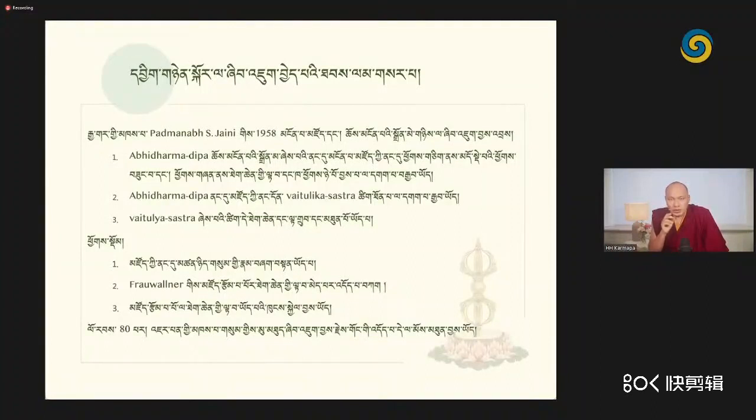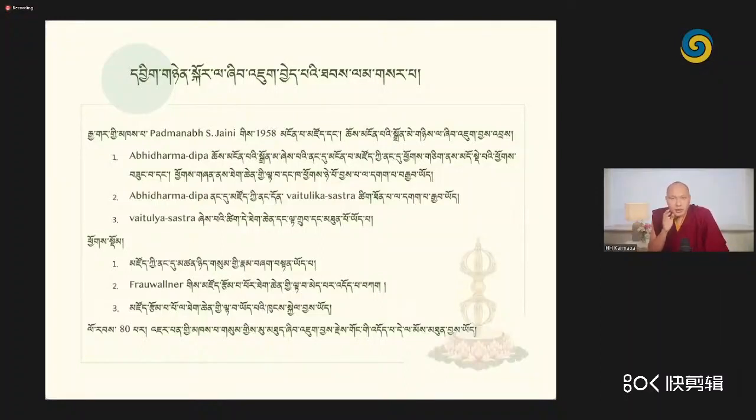In any case, the text of the Treasury is very similar to the Vetulika Shastra. So there are many similarities between the Treasury of Abhidharma and the Vetulika Shastra. So that is one point. Because there are so many similarities, one reason why the Lamp of Abhidharma refutes or raises objections to the Treasury of Abhidharma is because there are so many points that are taken from this Vetulika Shastra.